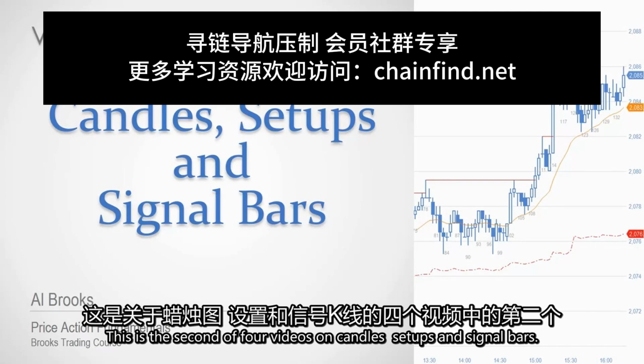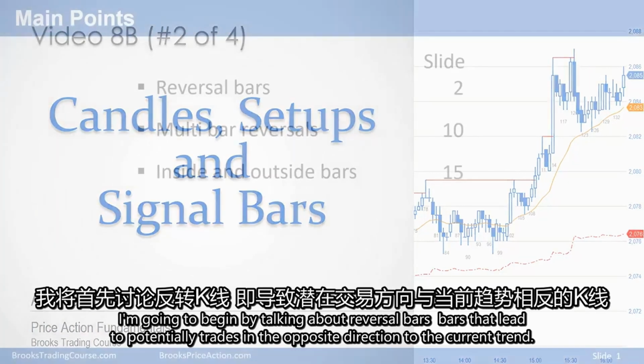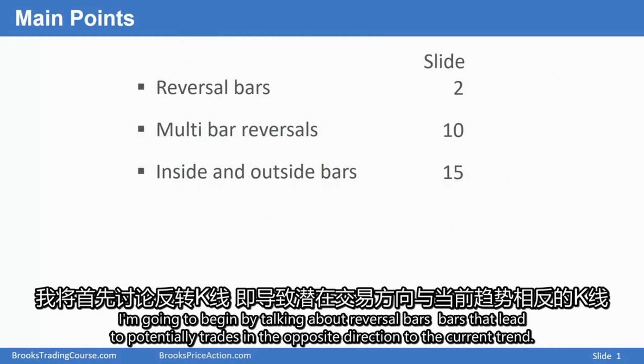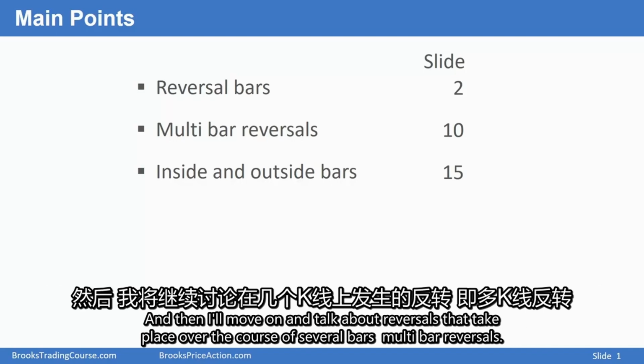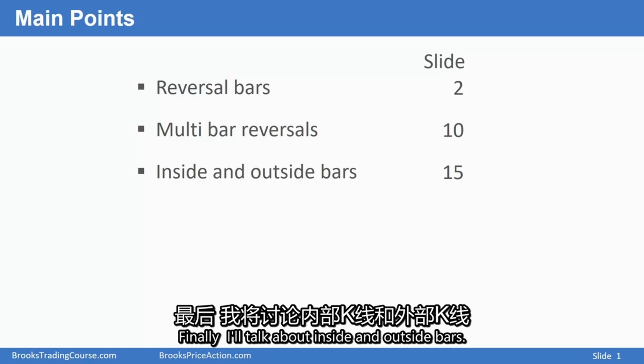This is the second of 4 videos on candles, setups, and signal bars. I'm going to begin by talking about reversal bars, bars that lead to potential trades in the opposite direction to the current trend. And then I'll move on and talk about reversals that take place over the course of several bars, multi-bar reversals. Finally, I'll talk about inside and outside bars.